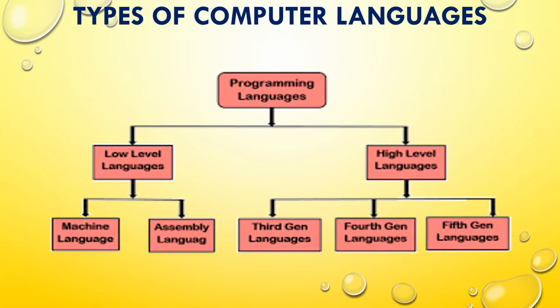We now move on to types of computer languages. The types of computer languages are broadly classified into two types, low level language and high level language. The low level languages are classified into machine language and assembly language, and the high level languages are classified into three categories, namely third generation language, fourth generation language, and fifth generation language.